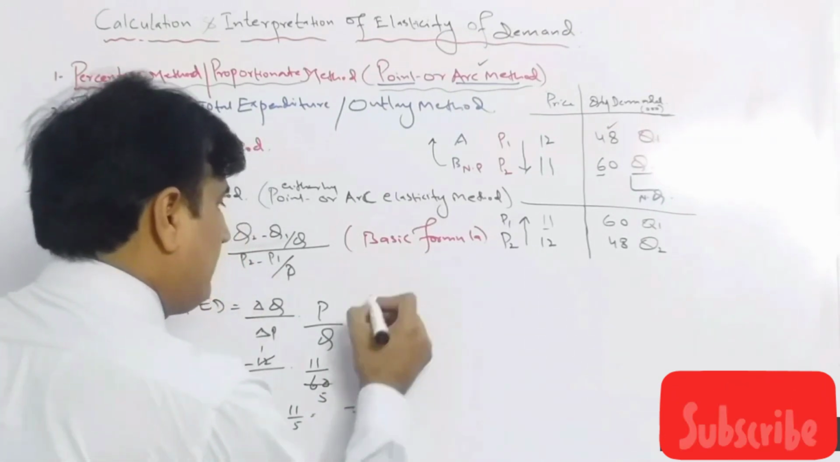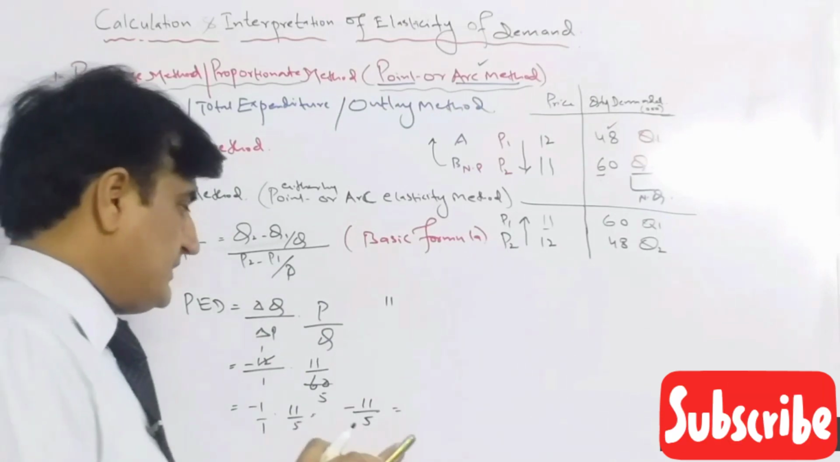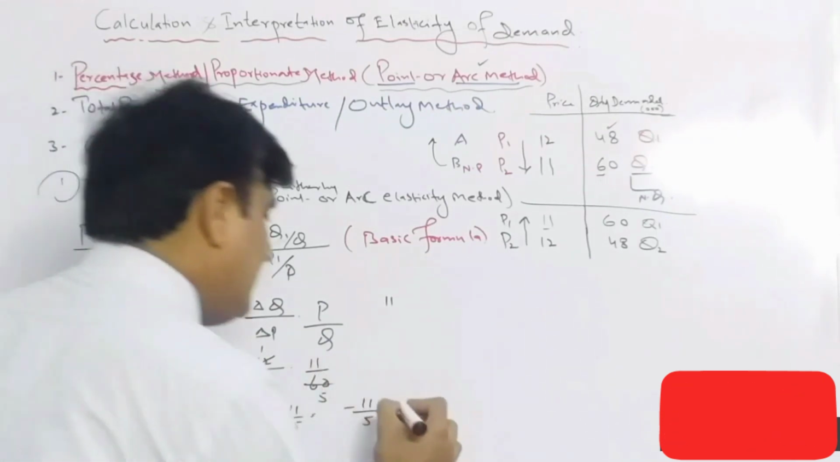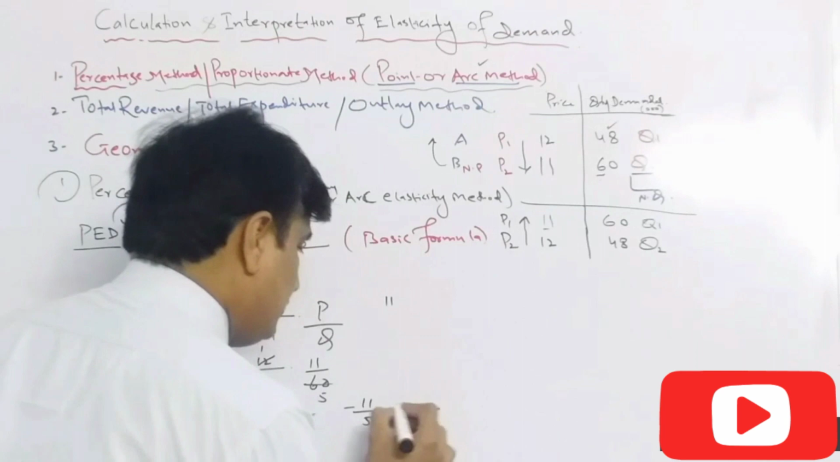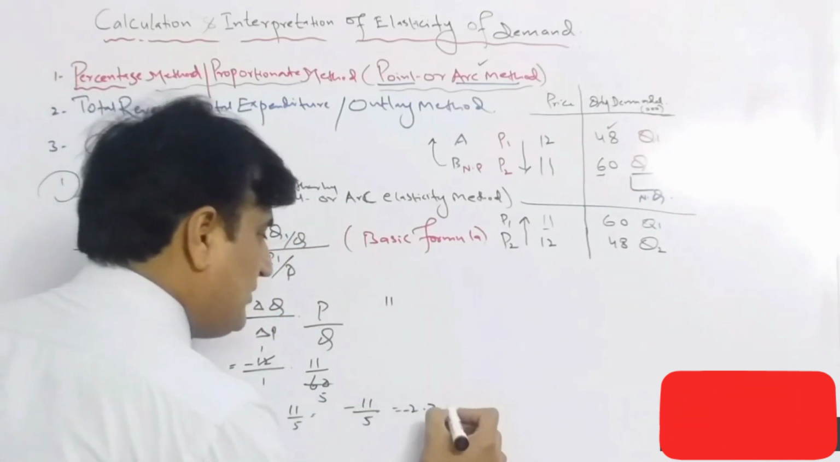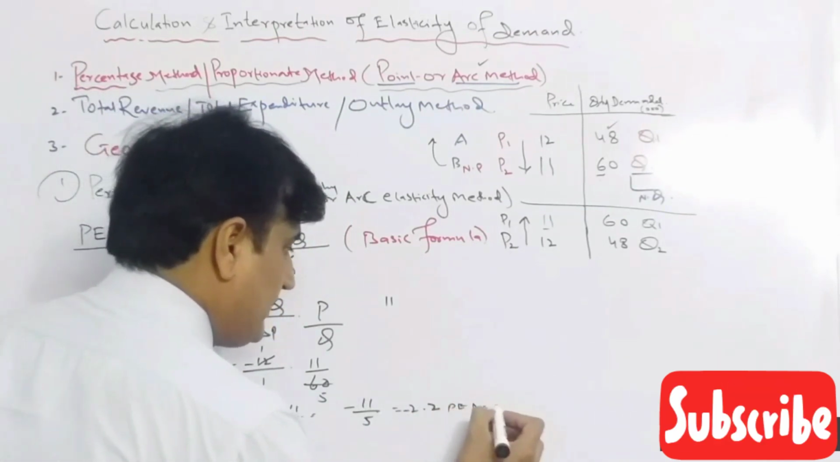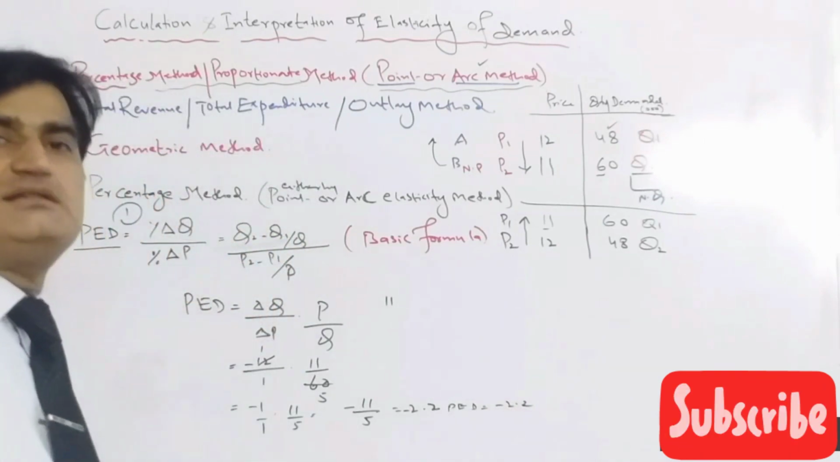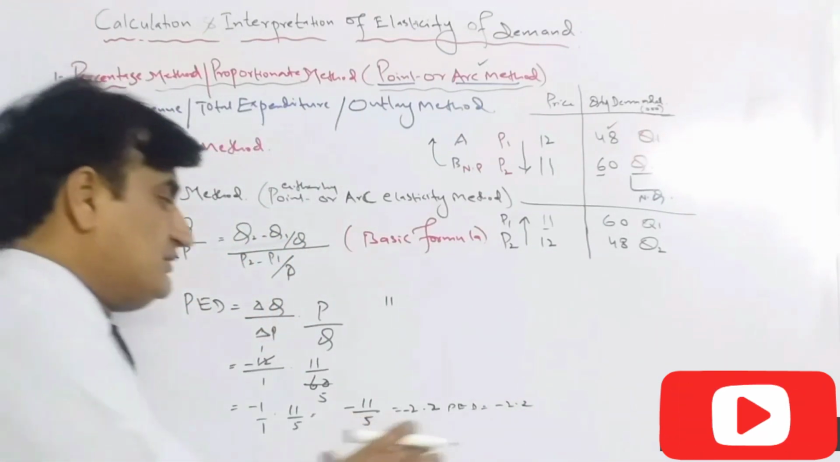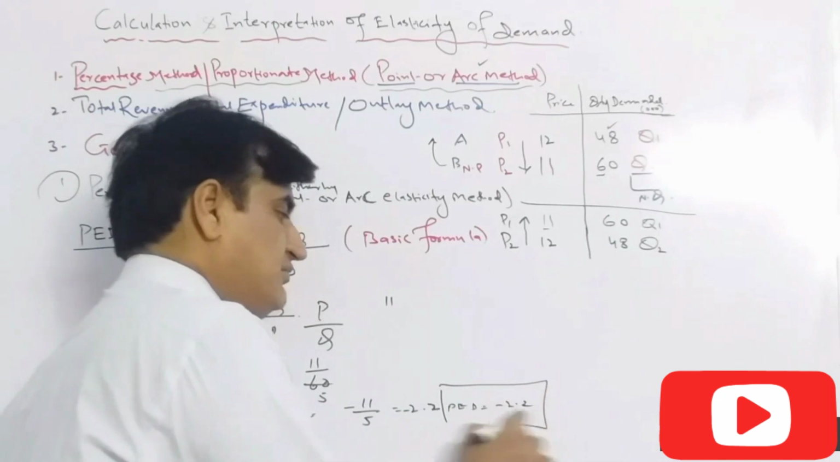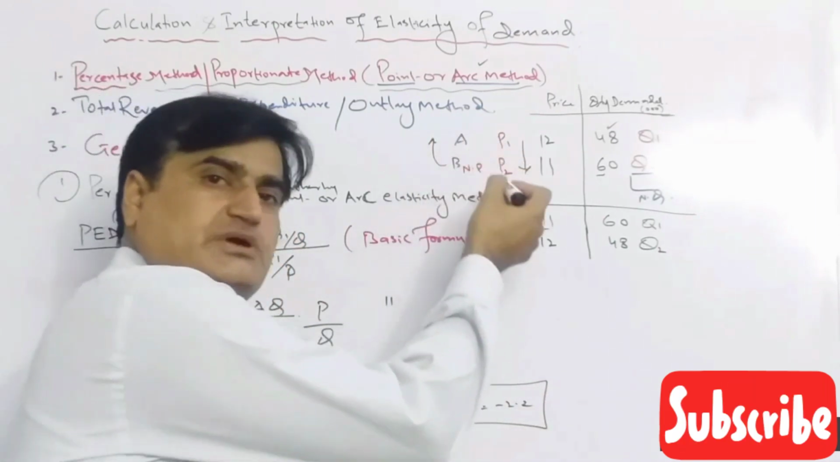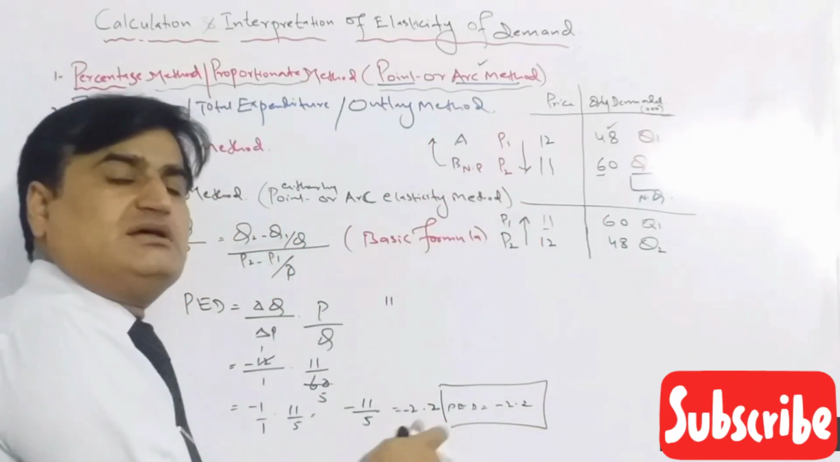So minus 11 upon 5. We can solve it here, or we can also use a calculator. 11 upon 5, so the result is minus 2.2. So the price elasticity of demand in this case is minus 2.2 rather than minus 3. So the result has been changed when we move from A to B or B to A by using the point method.